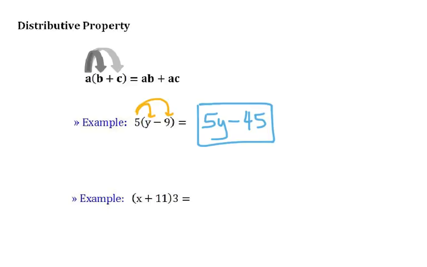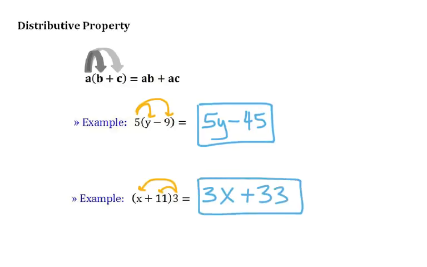Our final example is a little odd. It's probably not something you'll see too often, but in a sense it's backwards distribution because the 3 after the parentheses needs to be given to the x and the 11 in the parentheses up front. So from time to time you'll see a silly one like this, but not as common. So 3 times x is just 3x, and 3 times 11 is just 33. So 3x plus 33 would be our result there.